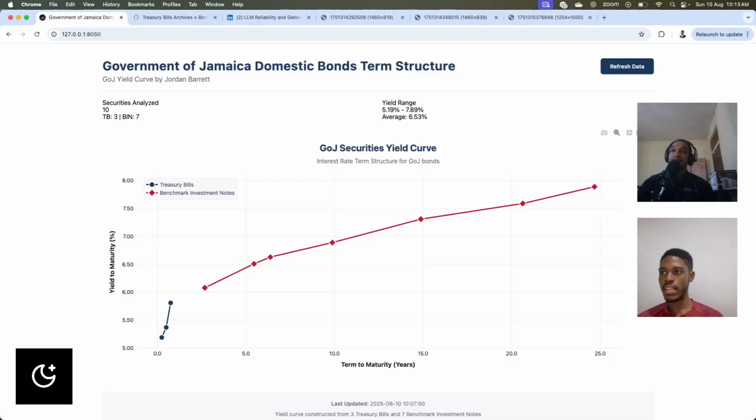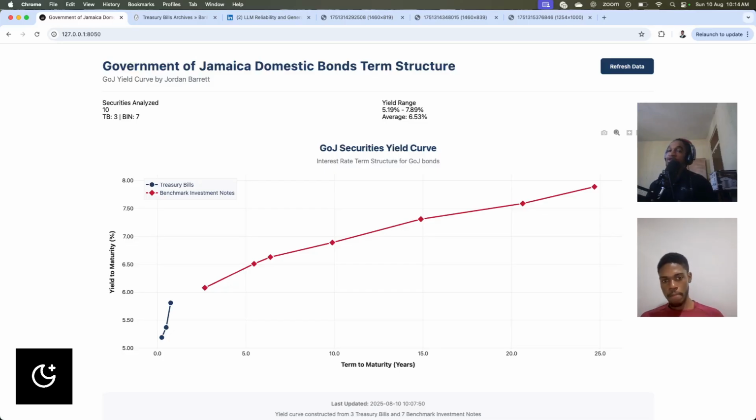So I guess what I'll be walking through is how I use them for this use case, which was generating a yield curve for Jamaican bonds, specifically the bonds issued by the Jamaican government, or domestic bonds.